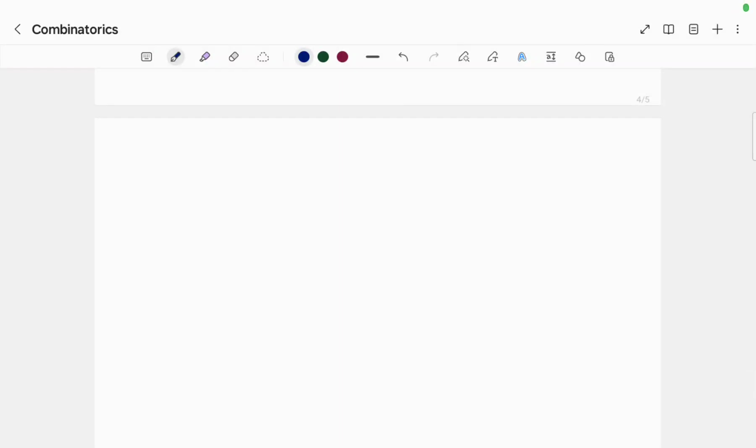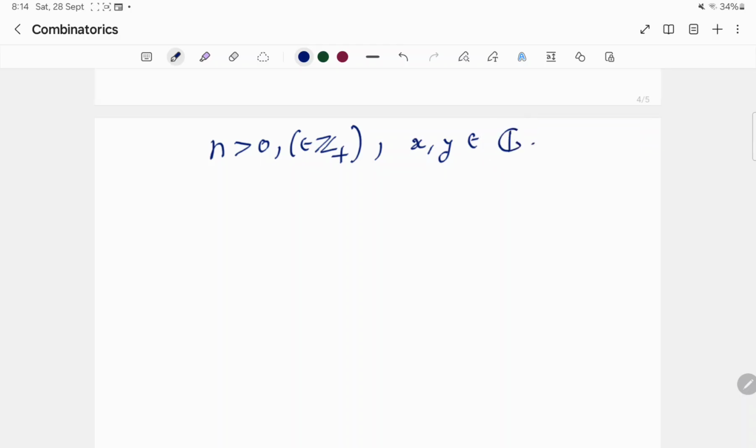Hello everyone. So today in this lecture I just want to go through a combinatorial proof of the binomial theorem. The binomial theorem says that for any positive integer n, and x and y belonging to, you can talk about, the complex numbers, then (x + y)^n.